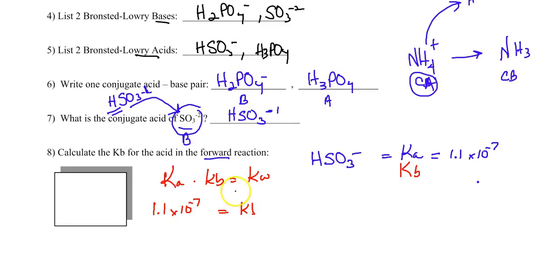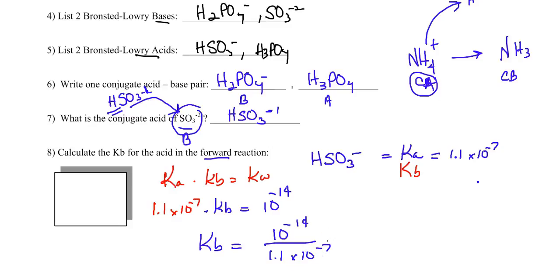I know that the Kb is what I am solving for. So this is times Kb, and we know the Kw is 10 to the negative 14. So to solve for Kb, Kb is going to equal 10 to the negative 14 over 1.1 times 10 to the negative 7. And when we do that craziness, we get a Kb that's equal to 9.1 times 10 to the negative 8.